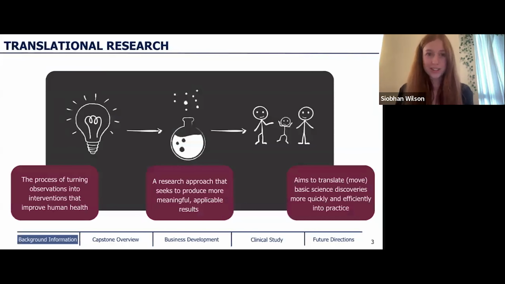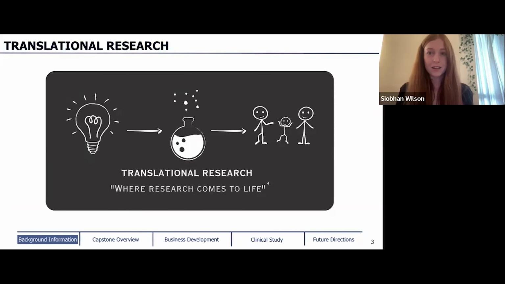So, what is translation? Translation is the process of turning knowledge, observations, and discoveries into interventions that improve human health. The aim is to produce more meaningful results and move innovation more quickly and efficiently to the people that need it. In other words, translational research is where research comes to life.